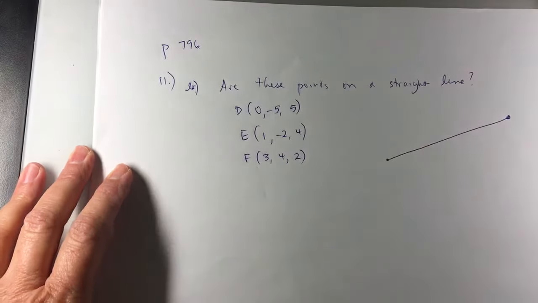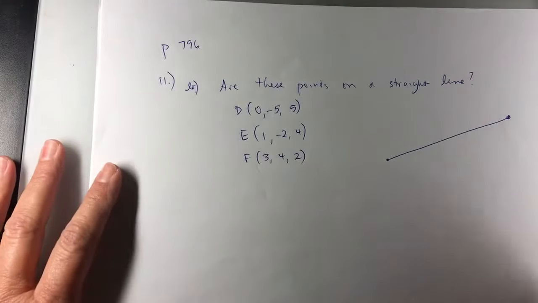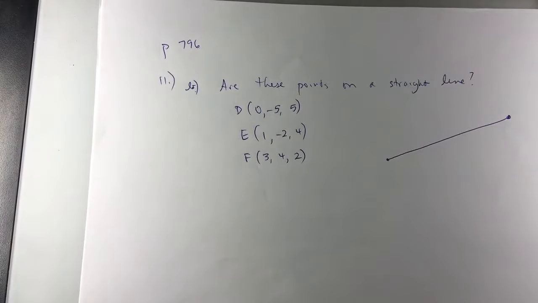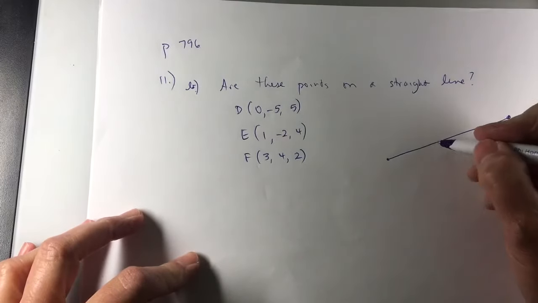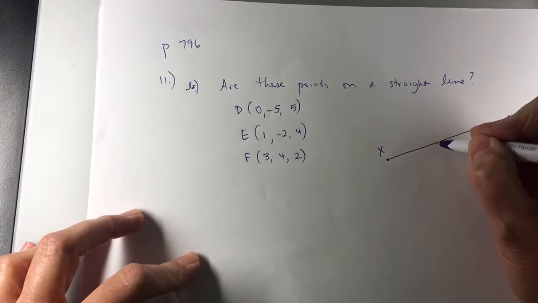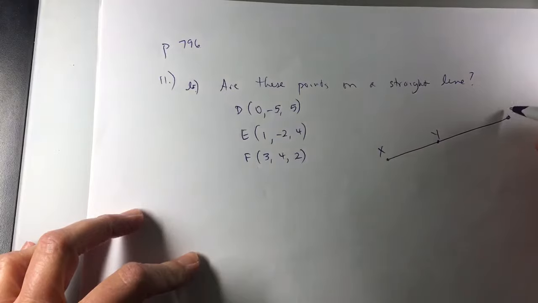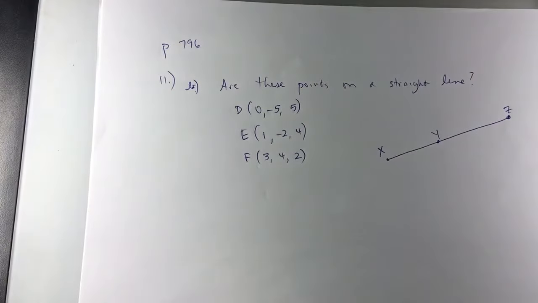Here, I'm just going to draw the line flat on the paper, and I don't know just by looking at these points which one might be between the other two, but if they're on a straight line, I'll use X, Y, and Z for the points, because I don't know by looking at the points how I would orient D, E, F. So let me go with X, Y, Z.